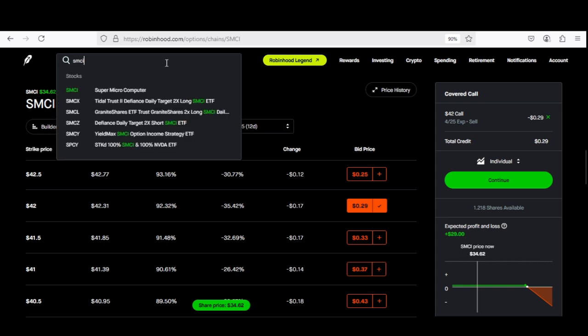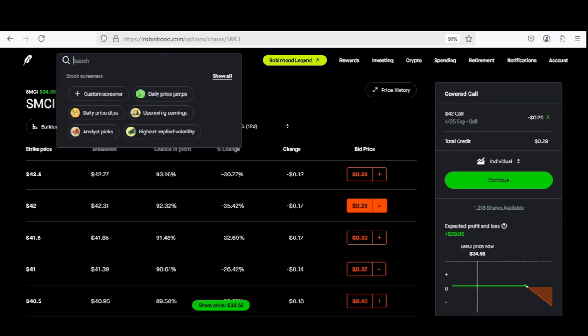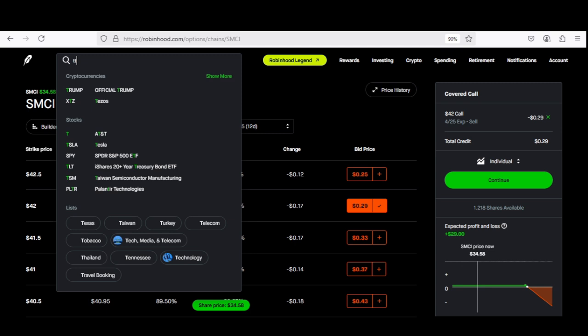Now, the second LEAPS I'm going to be buying in my portfolio is going to be with the stock The Trade Desk, or ticker TTD.